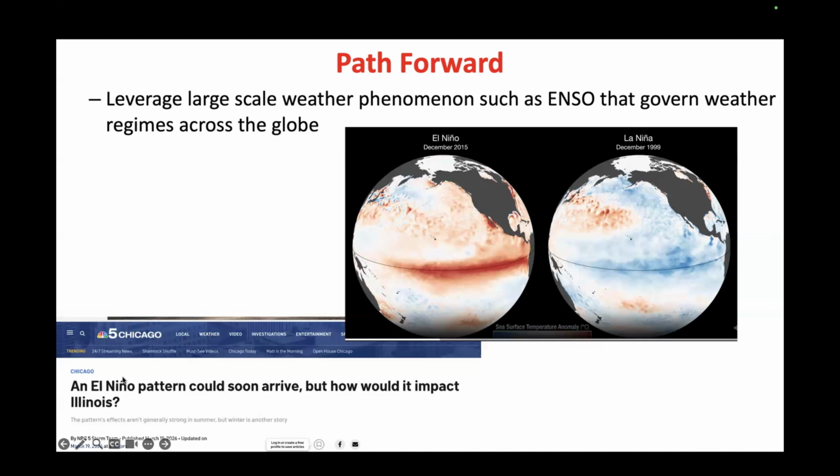And this is a headline from NBC News Chicago just a few days ago, saying this coming summer is going to be a strong El Nino, and they're already asking how that is going to impact weather in Illinois. Right. So this large scale weather phenomena can be predicted months, if not a year, ahead of time. So we are trying to see if we can take advantage of this type of information to make predictions for diseases, right?